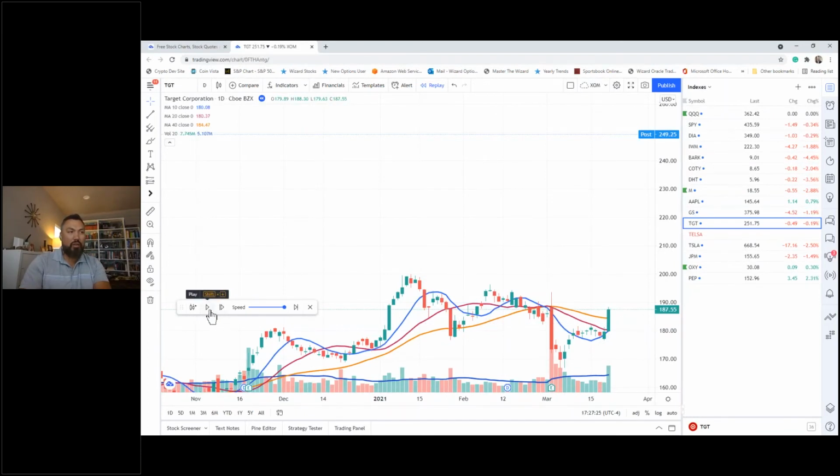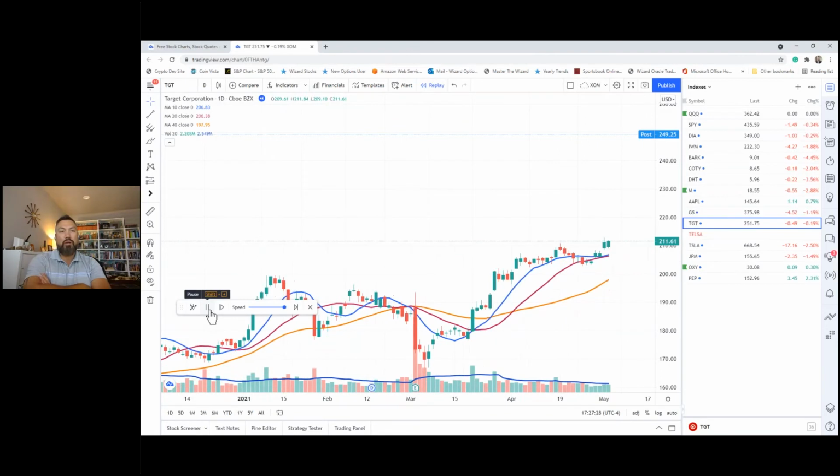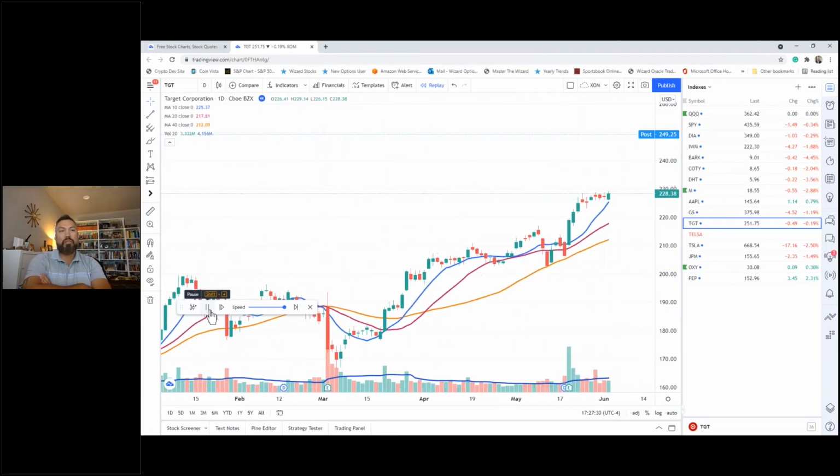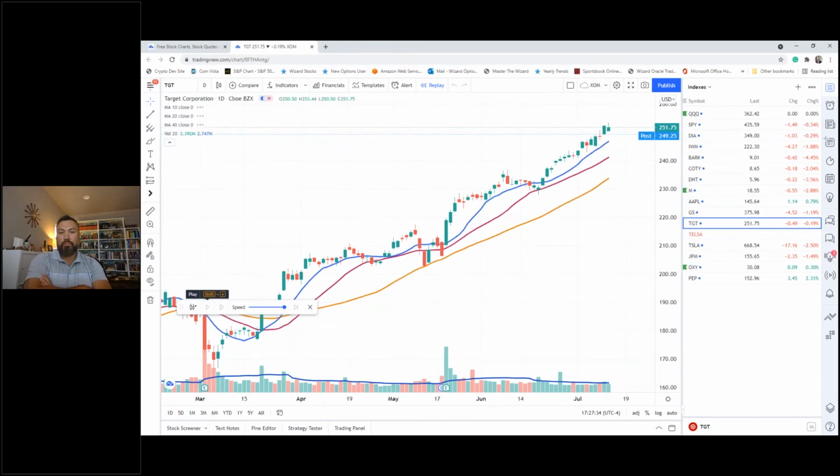And you get the slingshot effect. And look how we ride above. Oh, test fail, boom, bounce off support. And here we are today. Beautiful chart. So where do you want to be buying? What point do you want to buy? You guessed it, at the point of reversal. That's the point of reversal.